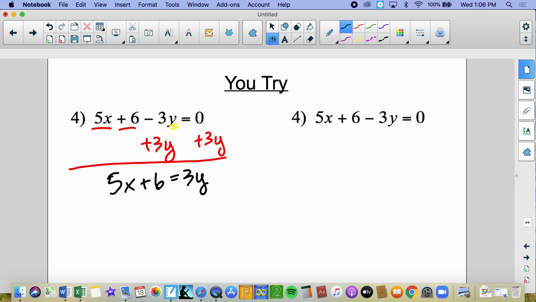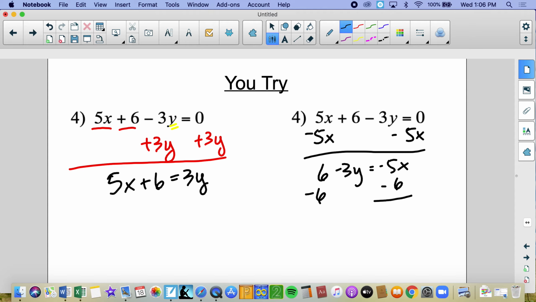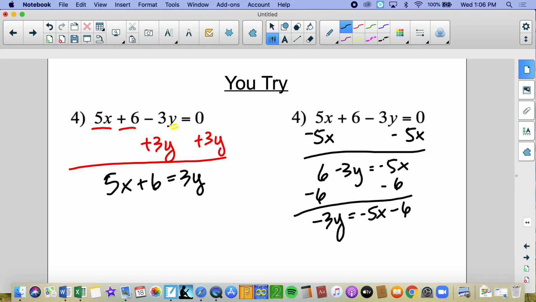If you did that, if you subtracted 5x, you got 6 minus 3y equals negative 5x, and then subtracted 6, you get negative 3y equals negative 5x minus 6. A little bit different from this equation over here, but we'll still get the same answer. So that's why moving the y first is so much more efficient.